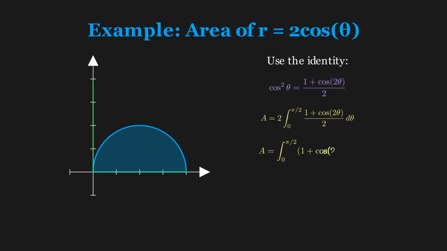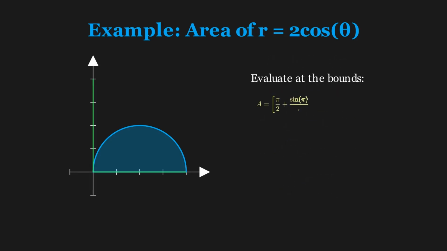Substituting this identity, A equals 2 times the integral from 0 to pi over 2 of (1 plus cosine 2 theta) over 2 d theta. This simplifies to A equals the integral from 0 to pi over 2 of (1 plus cosine 2 theta) d theta. The antiderivative is theta plus (sine 2 theta) over 2 evaluated from 0 to pi over 2.